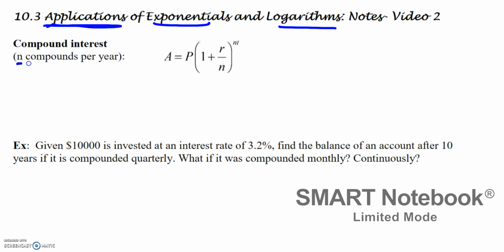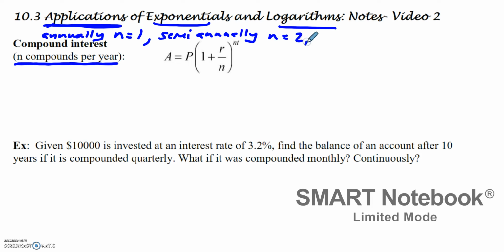First, n means the number of times per year that you're compounding your money. So if I was talking about putting in money annually, that's once a year, so n would equal 1. If I said semi-annually, that happens twice a year, so that would be n equals 2.